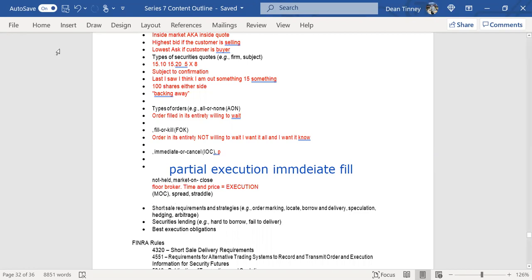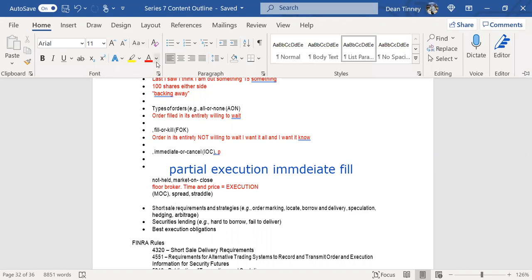Market on close. Market on close means I want to get as close to the closing price as possible. So it doesn't mean I'm going to be the last trade of the day. It means I'll be something close to that trade.